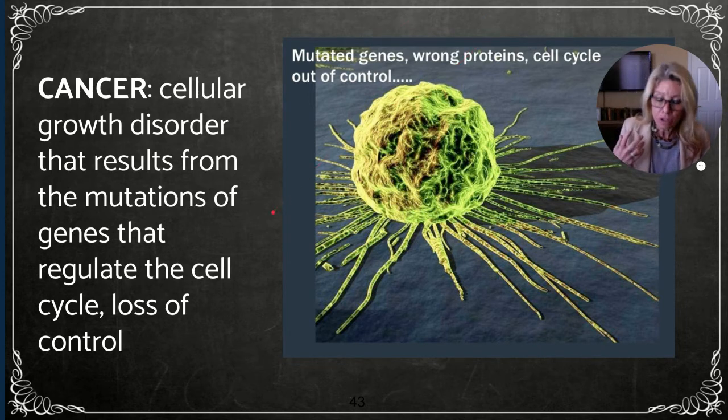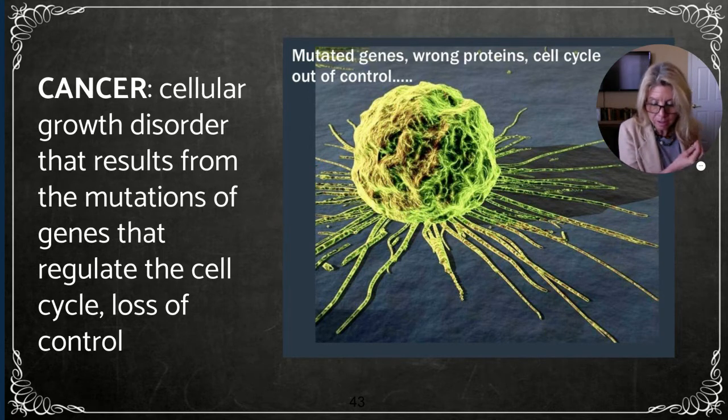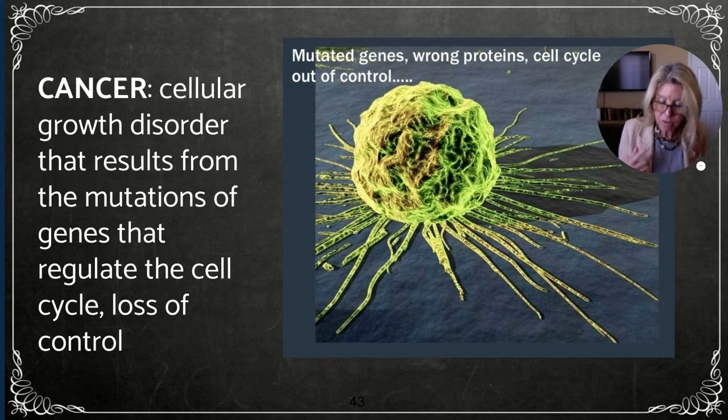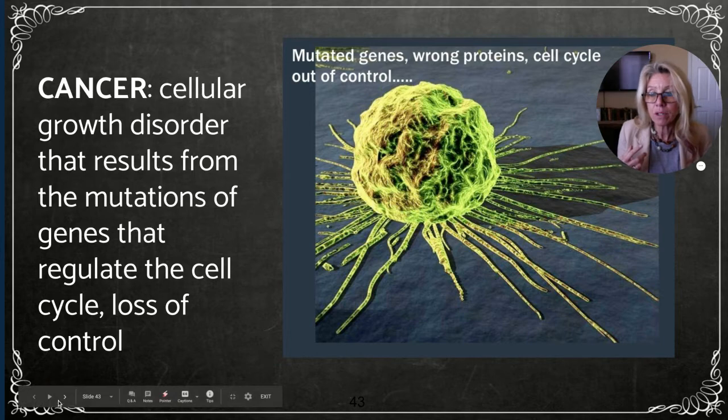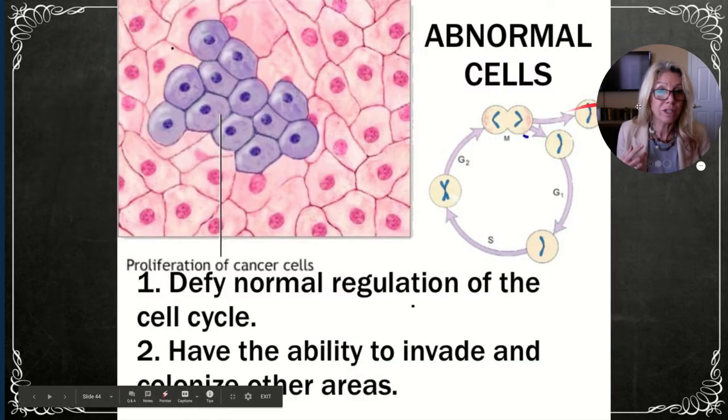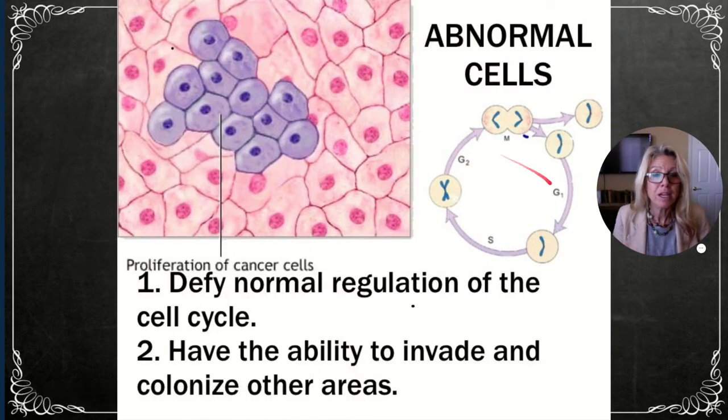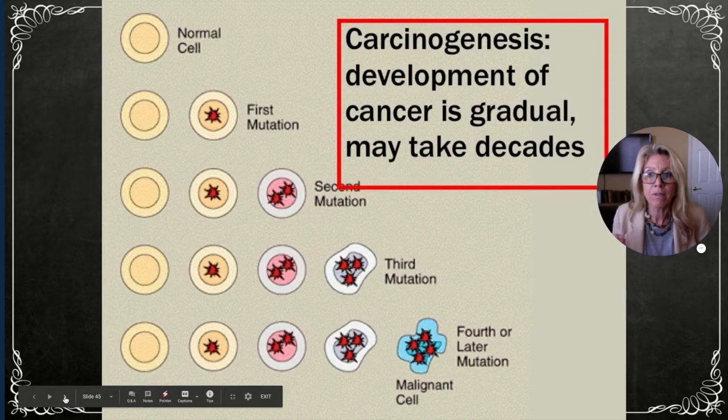Okay, and so on your notes for cancer, the word that you need is mutations of genes. That's number 3 in your notes under the introduction, that regulate the cell cycle, and you have loss of control. And here's that cell cycle for you, right? So you have interphase, which is G1, S, and G2, and then you undergo mitosis. So it's defying those regulatory mechanisms, and then it has the ability to invade other cells, other tissues, other organs. That's when you have cancer.